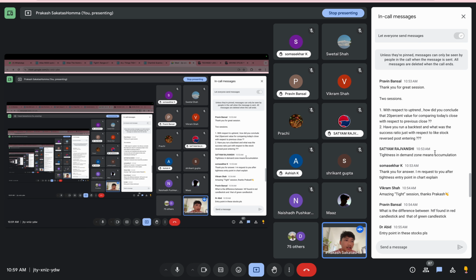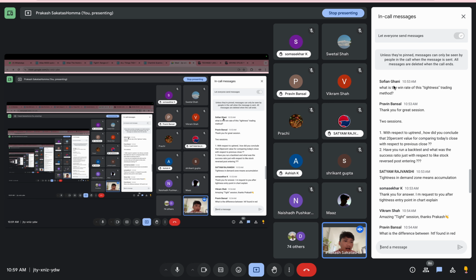Praveen, thank you for the great session. You're welcome. With respect to uptrend, how did you conclude the 20% value for comparing today's close with respect to the previous value? How did you run a backtest and what was the success ratio with this stock after entering? Again, the same question which Sofian Ghani has asked.